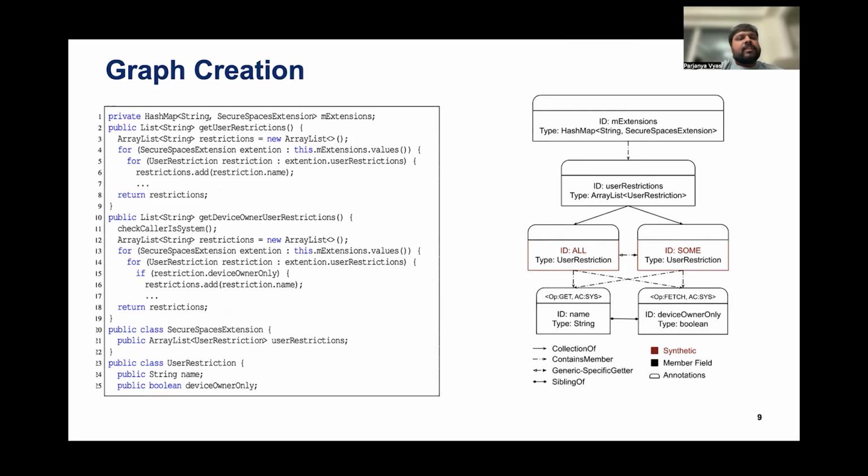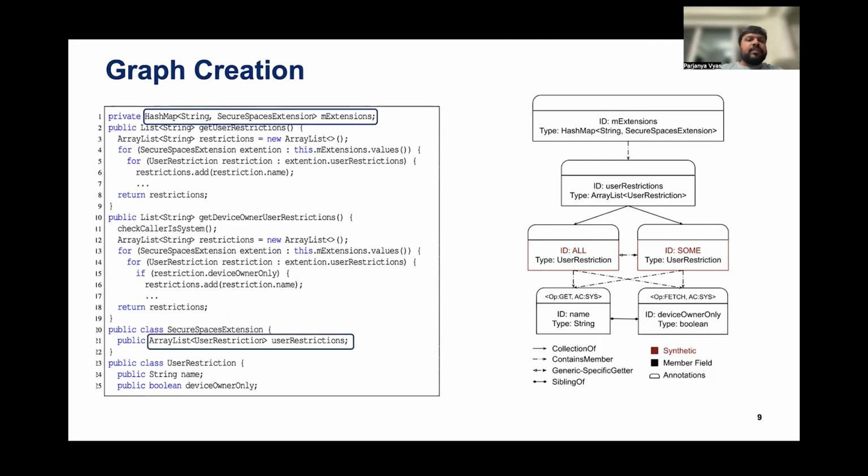So here on the left side, you see a Xiaomi code snippet, and on the right side, you see the access control dependency graph that is created by Ariadne. We'll see how this entire graph gets created. The first thing that Ariadne does is it looks at the data holder that is being analyzed, which is M extensions, and creates a particular first node that we see here on the right, on the top.